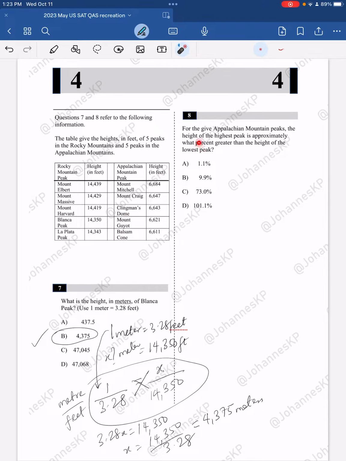So now we are looking for the height of the highest peak. The height of the highest peak is 6,684. So let's write that down. 6,684 for the highest peak. Now, what is the lowest peak? The height of the lowest peak is this one here, Balsam Cone, 6,611. So let's write that down also.